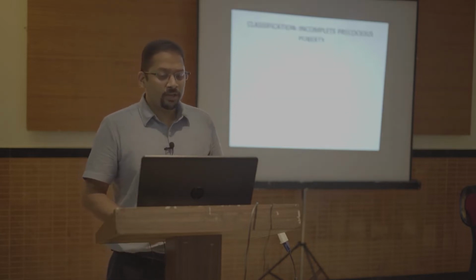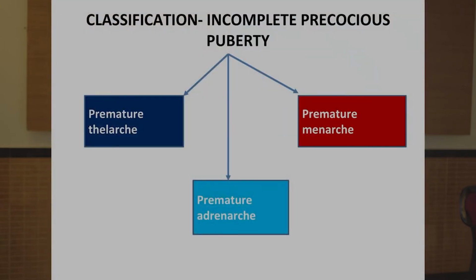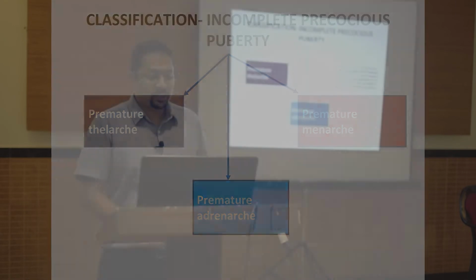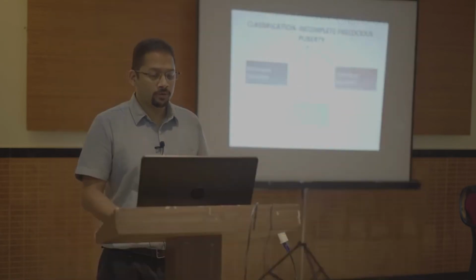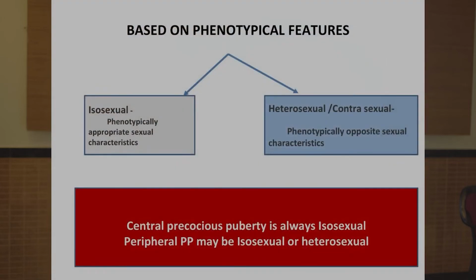Now the classification for incomplete precocious puberty. Incomplete precocious puberty means only one of the features of precocious puberty is present, like thelarche, adrenarche, or menarche. So it can be premature thelarche only, premature adrenarche, or premature menarche. This is based on phenotypical features.